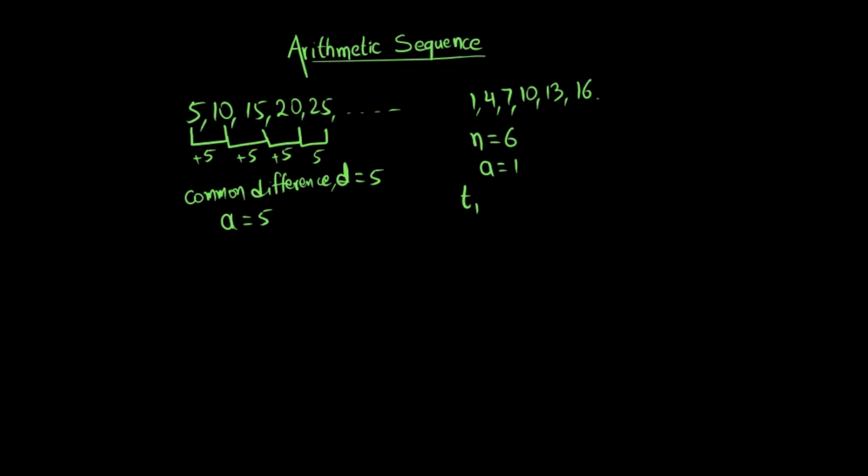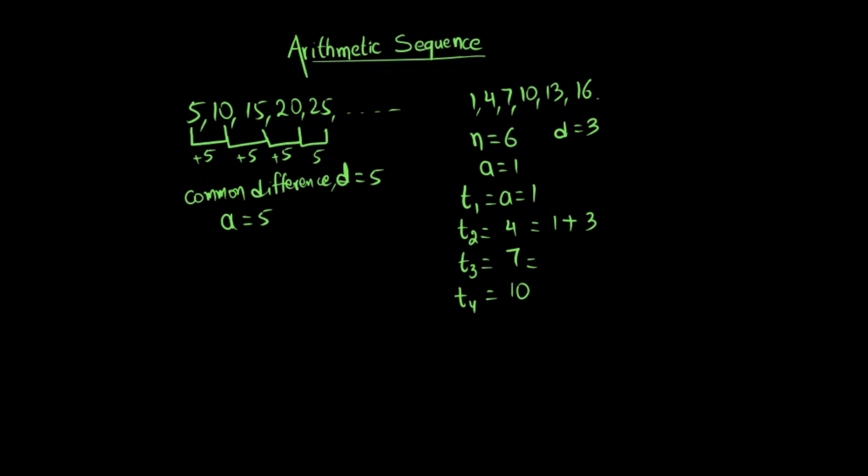T1 means the first term, which is also A, equals 1. T2 is the second term, which is the second number of the sequence, 4. T3 is the third number of the sequence, which is 7. T4 is 10, and so on. We can rewrite this T2 as 1, which is the first number, plus the common difference. The common difference here is 3. So 1 plus 3.